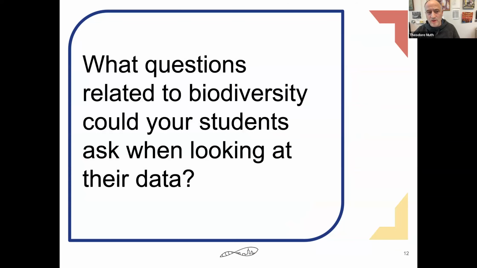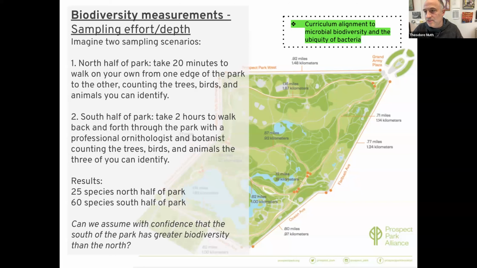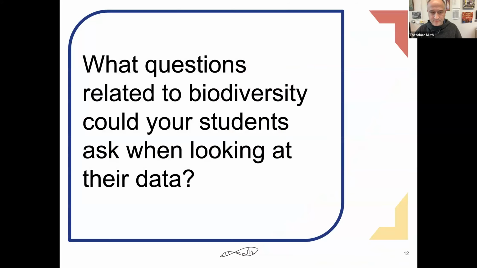Or you could also equate that to sequence length, so that if you're only looking at 100 base pairs, that's not necessarily enough information to get past order. But if you're using 250 base pairs, you could get to genus. And so those are ways to look at that.